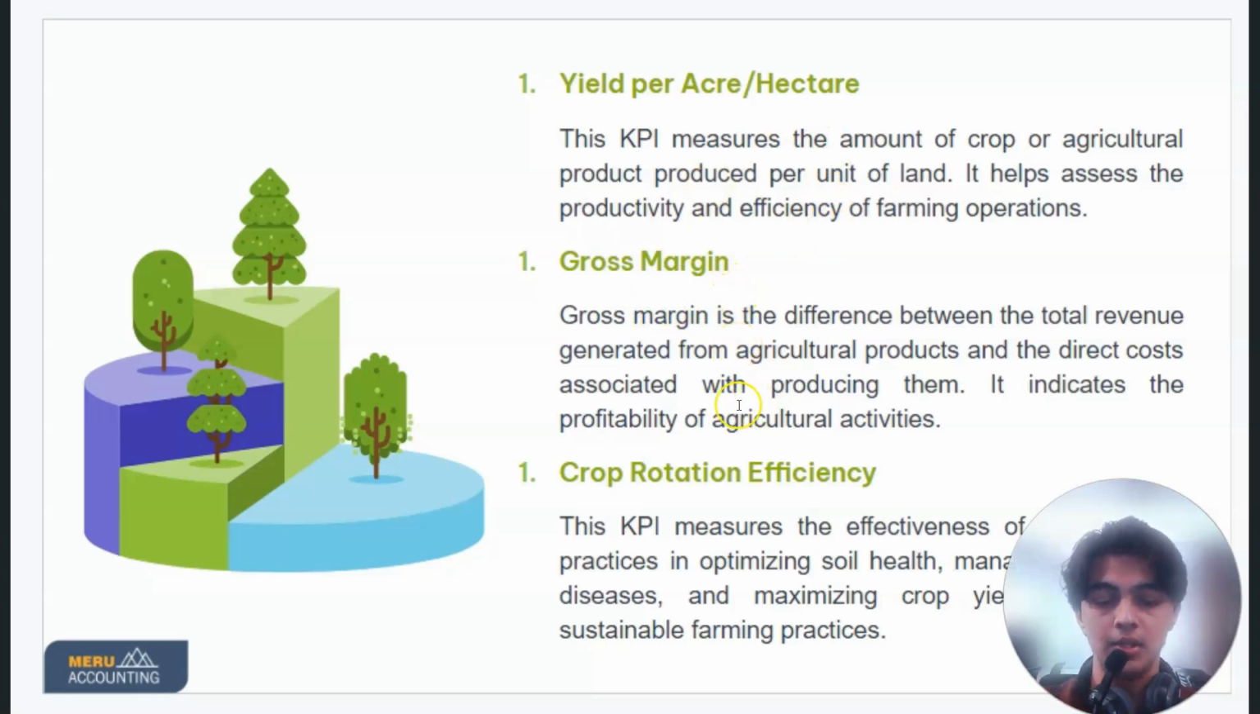Next is the gross margin indicator. This indicator will measure the difference between the total revenue that you have generated from your agriculture products and the cost that you have put into producing them. So this will be your gross margin indicator. Next indicator is crop rotation efficiency. This indicator will measure the effectiveness of your crop rotation practice to optimize soil health, to manage pests and diseases, and to maximize your crop yields.